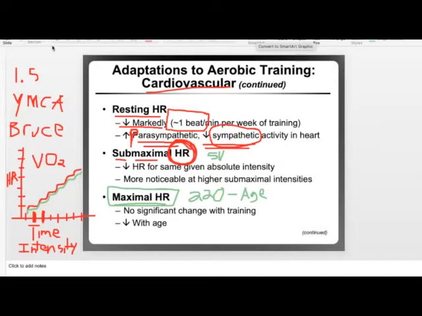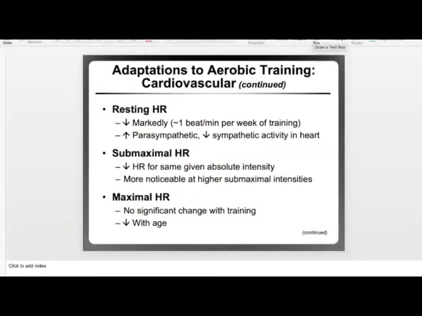That's why if your heart rate response at the end of your Queen's College step test is lower than mine, then I'm more fit than you. So we're going to use the Queen's College step test in our lab as an indicator of VO2 max. In a week or so, I'm going to have you guys do the Queen's College step test. All right, so anybody have any questions?